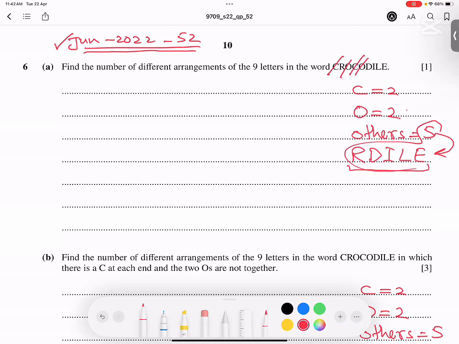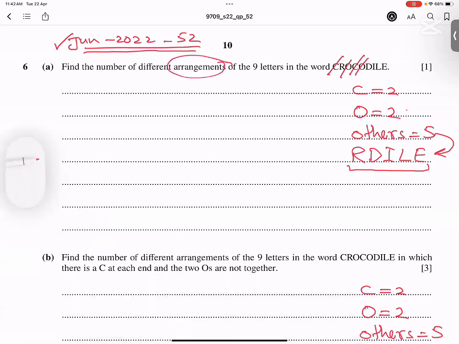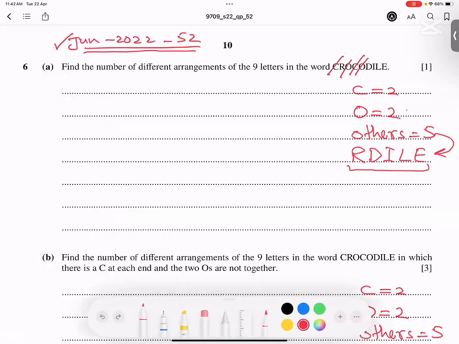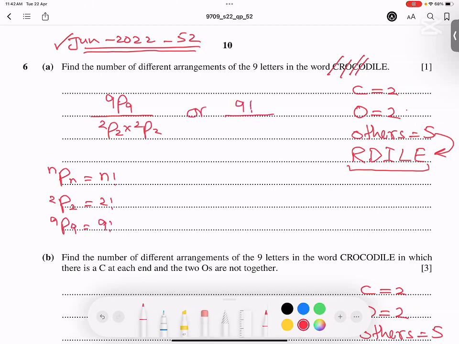Okay. So have a look now. You say how many arrangements. When the arrangement comes, we go for permutation. So 9P9 divided by 2P2 into 2P2. And when the upper number and lower number are the same, we can write factorial also. For example, 2, so 2 factorial. So 9 and 9, so we can write 9 factorial. So this writing way or this writing method, both are the same.